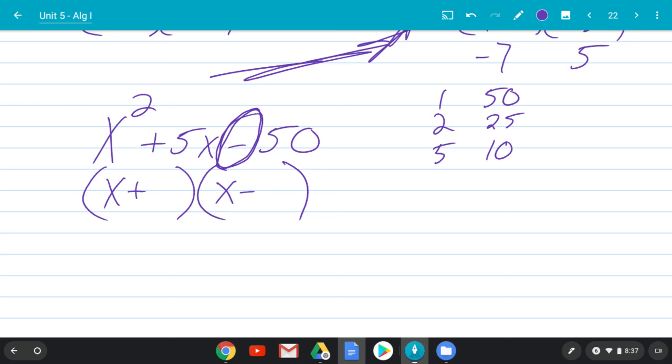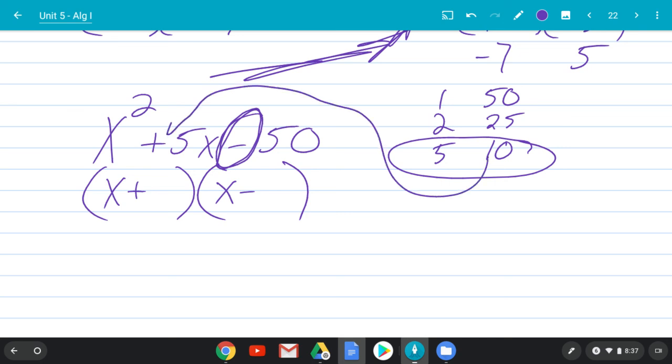Done. Which of these come together to get me 5? 5 and 10. And then which one's positive, which one's negative? The larger number gets the sign from the middle. So 10 has to be positive, 5 has to be negative.